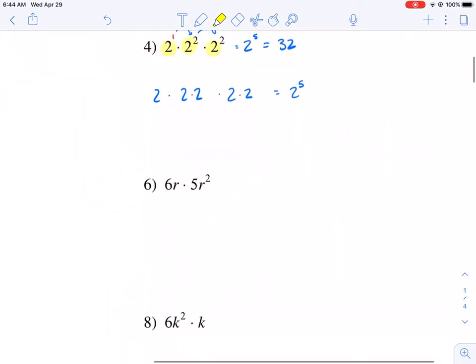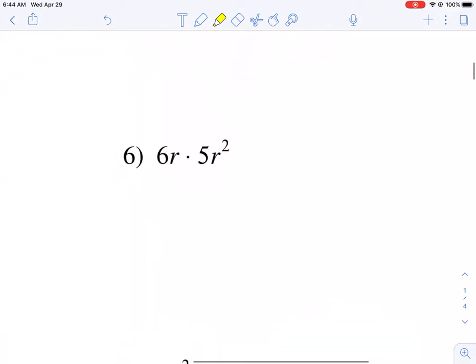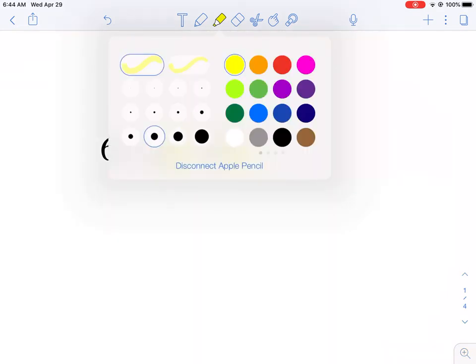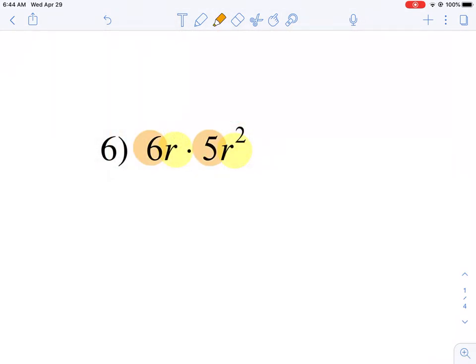Let's look at this next problem. This is a great one that I want to talk about briefly. So here we have r and r squared. Those are like bases. And then we have 6 and 5. Now you might think, okay, based on the rules of powers, we can't multiply the 6 and the 5. You actually can. And the reason why is because the 6 and the 5 are simplified.